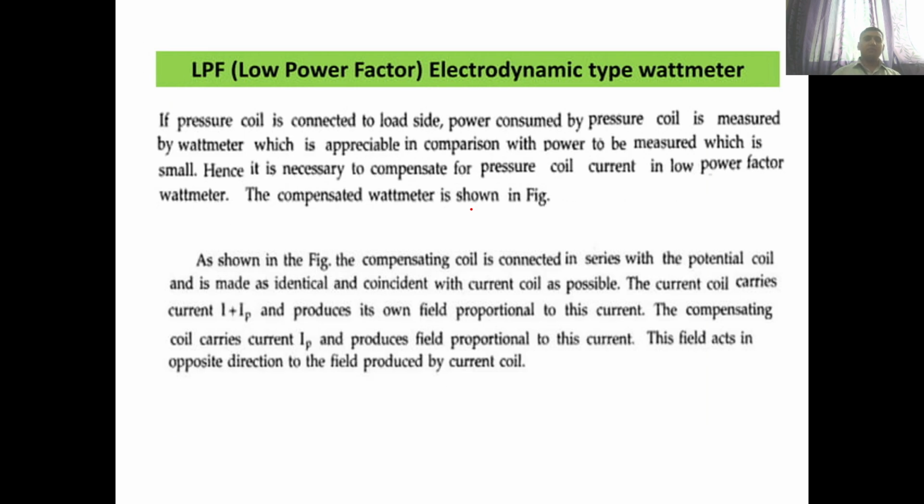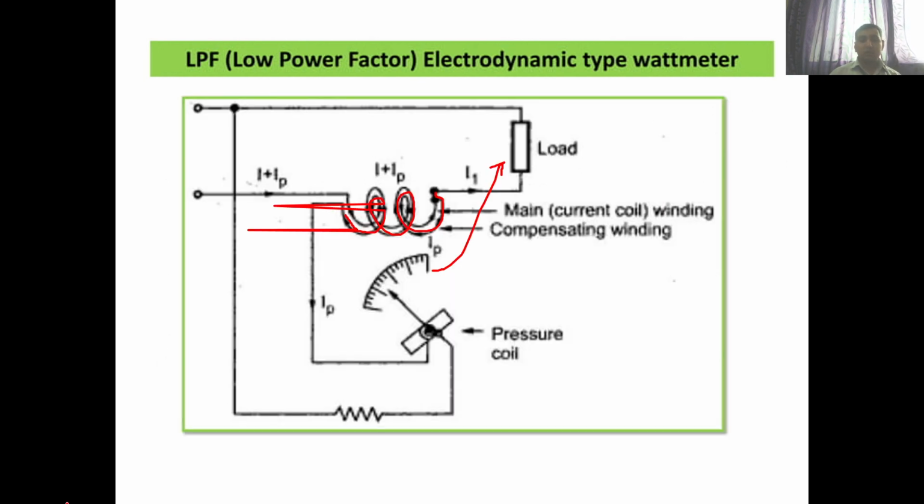How should we connect it? In a low power factor system, we have to connect our pressure coil on the load side. First and most important, the pressure coil must be in parallel to the load, connected to the load. Second, a small compensating coil should be connected in series with the potential coil to reduce the error due to the potential coil current, as we suggested in the previous figure also. As you see in this diagram, the total current carried by the current coil is I plus IP, so the magnetic field produced by this current coil is due to I plus IP.